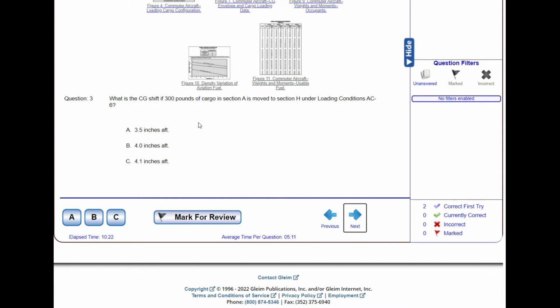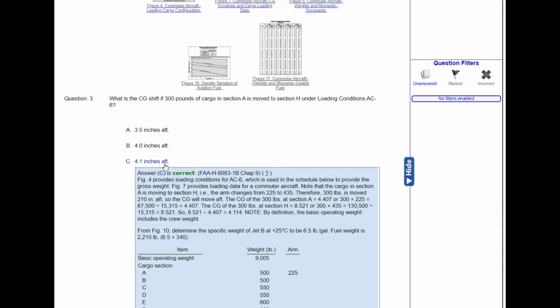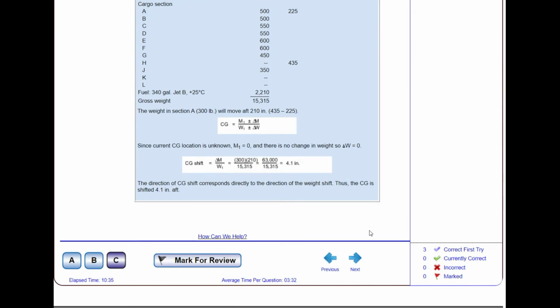For AC6, that is not in our 4, 10, 1, or 2 choices, so we know we're going to be looking for the highest number choice here, which is 4.1. That is correct.